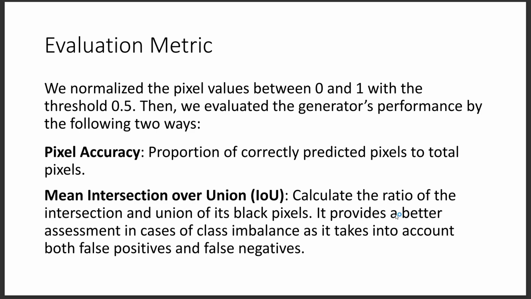The second is the mean intersection over union. We calculate the ratio of the intersection and the union of the black pixels. It provides a better assessment in case of class imbalance, as it takes into account both false positives and false negatives.